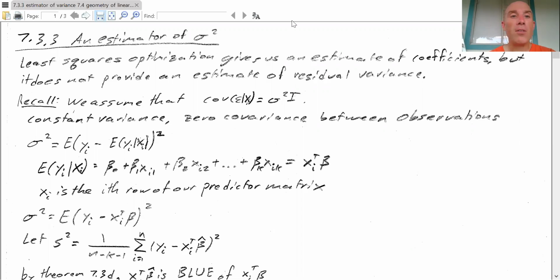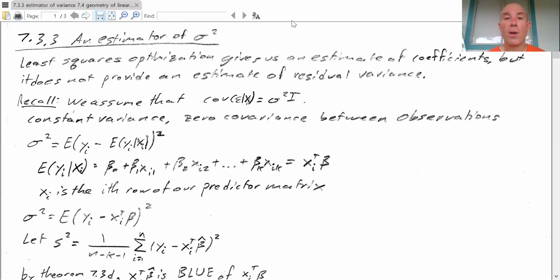When we think about the least squares optimization, the formula that we worked out so far gives us an optimization formula for what the coefficients will be. It optimizes the minimum sum of squared residuals. Okay, well, if I look at the assumptions, we assume that we have constant variance. Well, that optimization doesn't give us anything about that constant variance term.